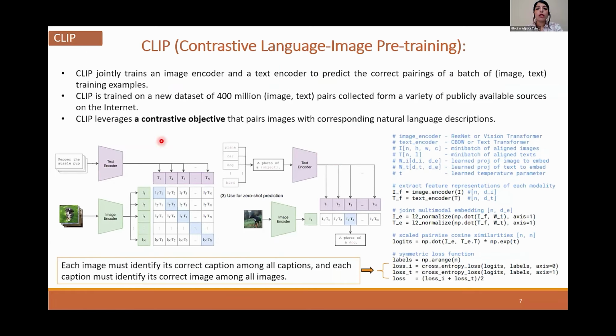Today, actually, I would like to talk about CLIP in more detail. It is trained on more than 400 million pairs of text and image. This dataset is really huge. It is collected from the internet.